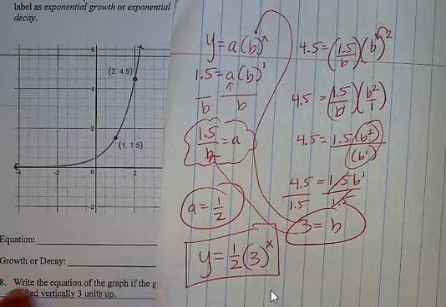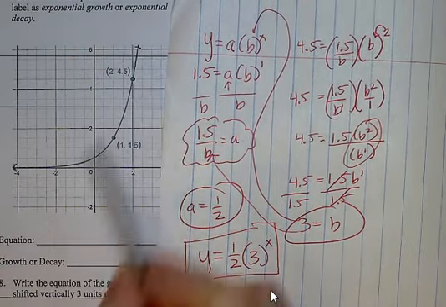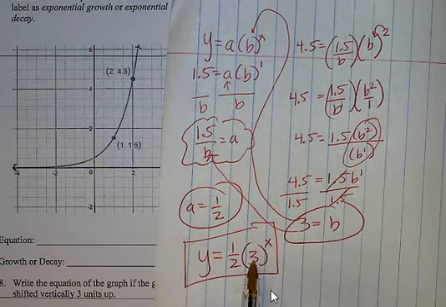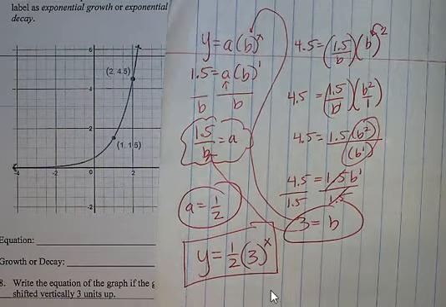Now, is this growth or decay? So I can see that the graph appears to be growth, but also your a is positive and your b is greater than 1. That tells me that this is an exponential growth model.